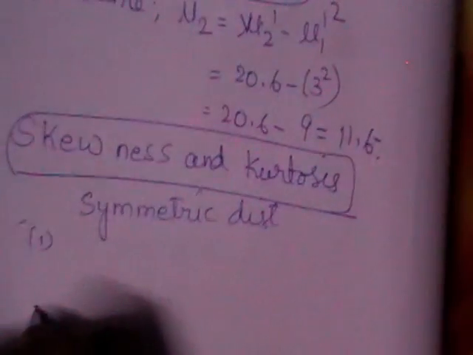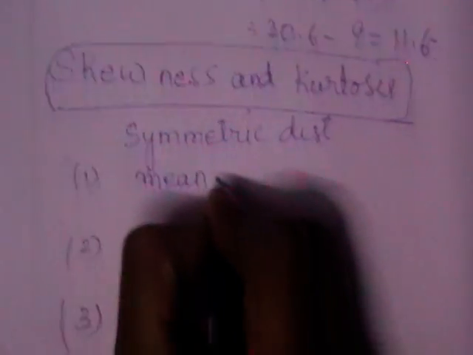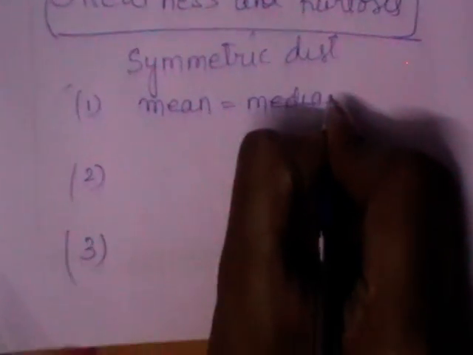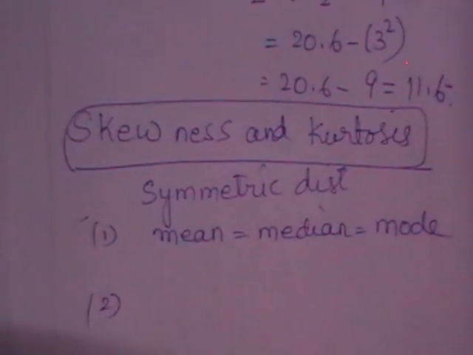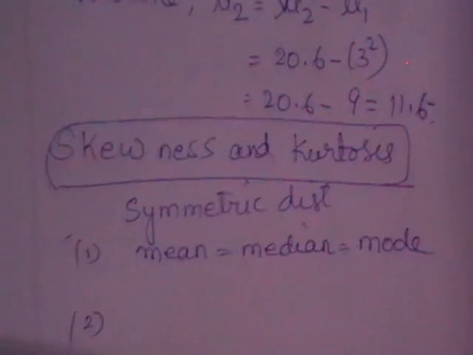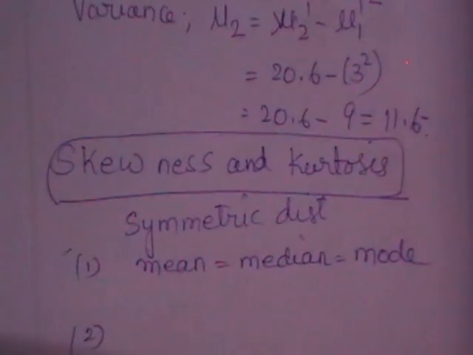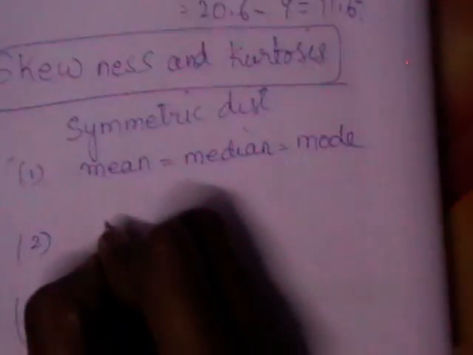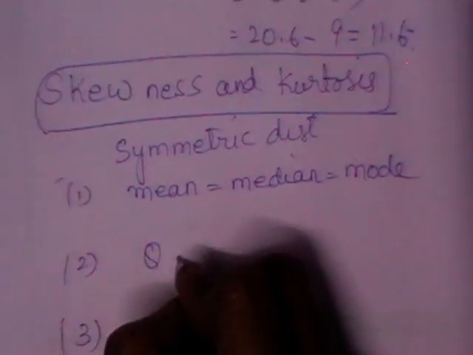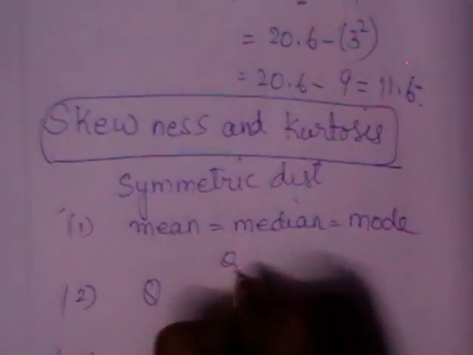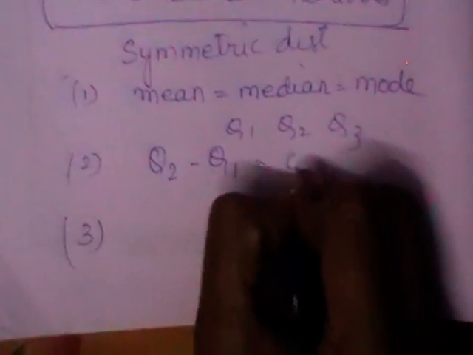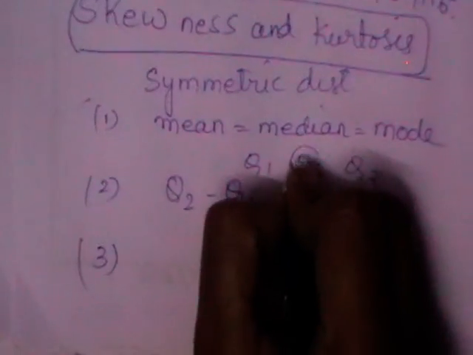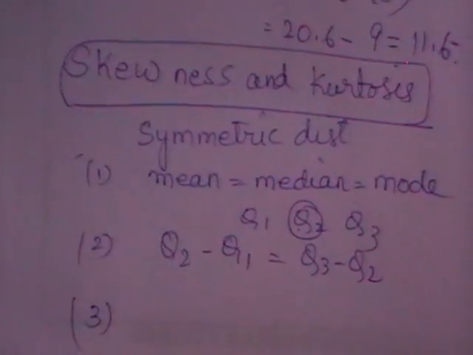It should satisfy three conditions. When do you call a distribution symmetric? When mean is equal to median is equal to mode. Whenever for a given data or distribution, after calculating mean, median, mode, if mean is equal to median is equal to mode, and also, we have three quartiles in general, Q1, Q2, Q3. If Q2 minus Q1 is equal to Q3 minus Q2, means Q2 is the middle value of these two.